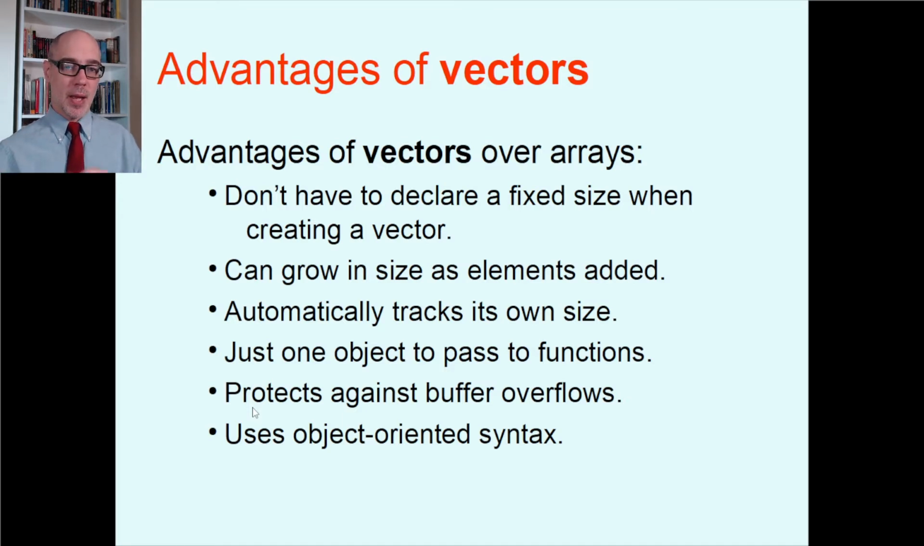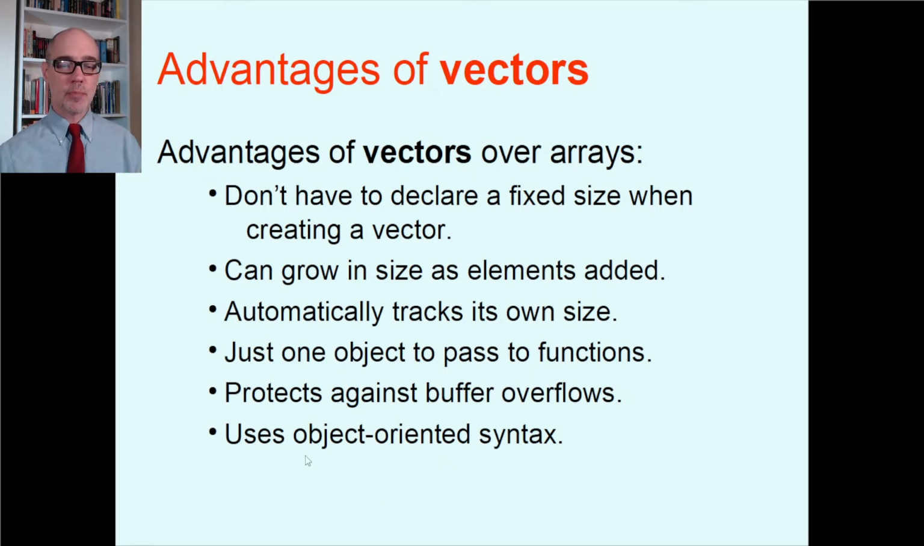A vector can protect against buffer overflows. Whereas a basic array doesn't itself know where the end of it is, and therefore it's dangerous because you can overwrite the end of it, a vector does know its own size, and it can do some extra security to make sure that you do not write past the end of it and protect you from those terrible, terrible buffer overflow problems. And I would call this an advantage.